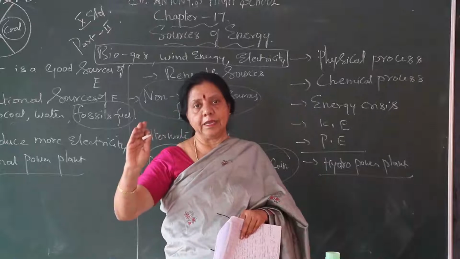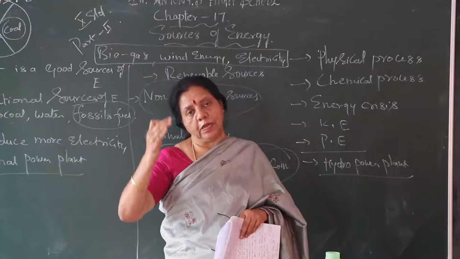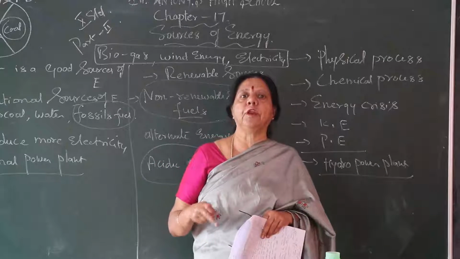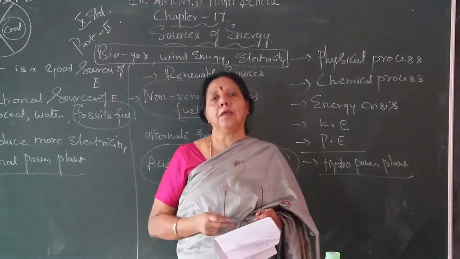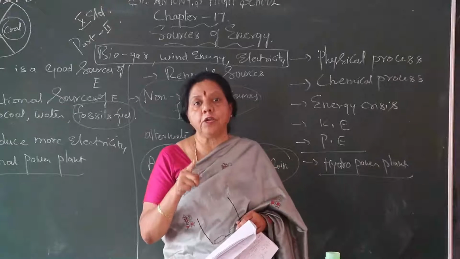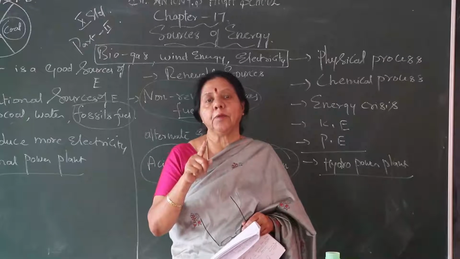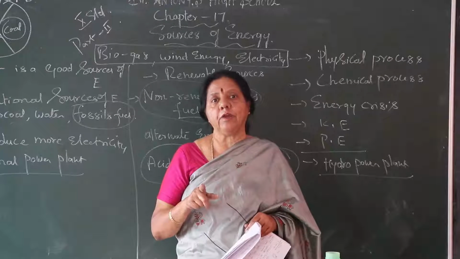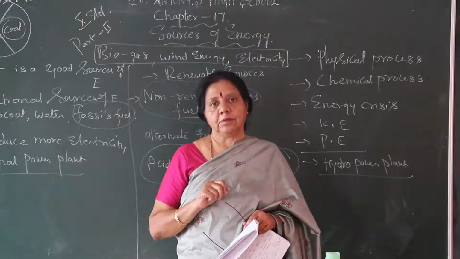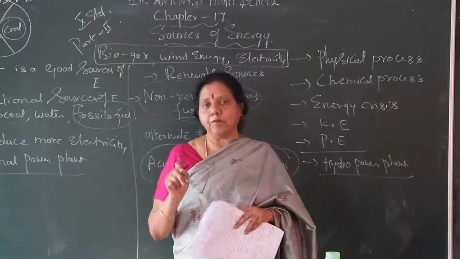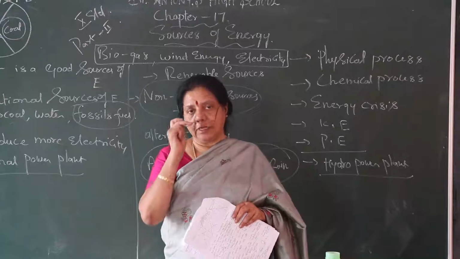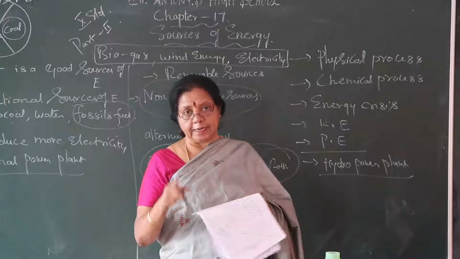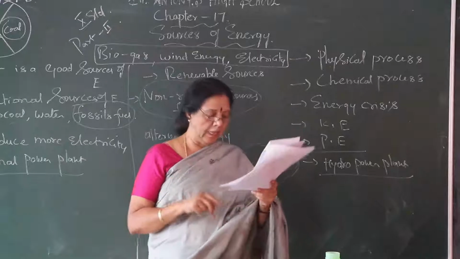So the potential energy of the water coming down is converted to kinetic energy, and the rotation of the turbine produces electricity. It is an alternate source to fossil fuels. Fossil fuels affect our environment too much, isn't it, children? Look at the figure given in your textbook. See what parts they have given.